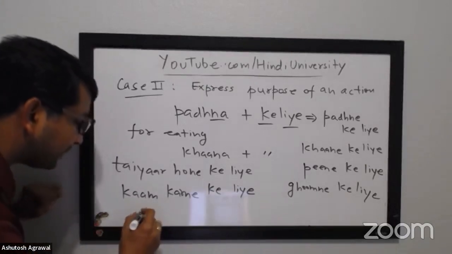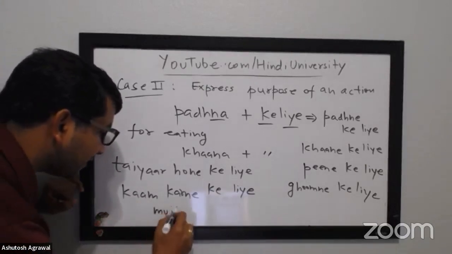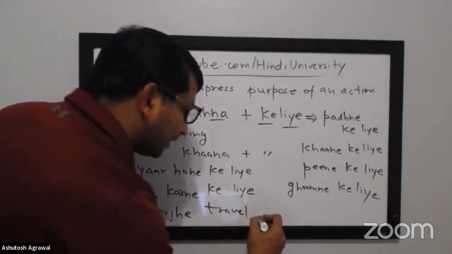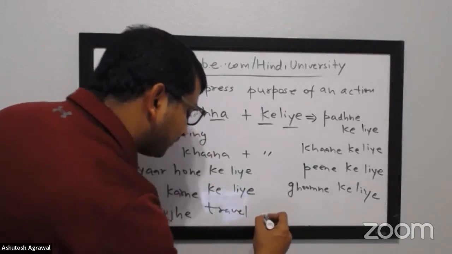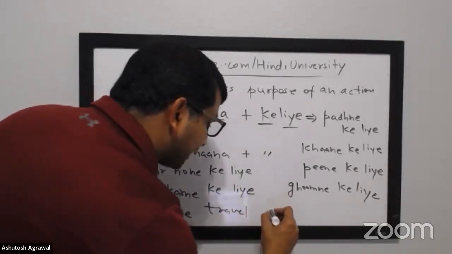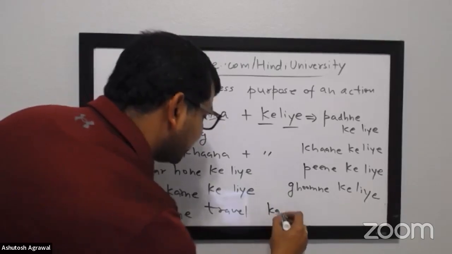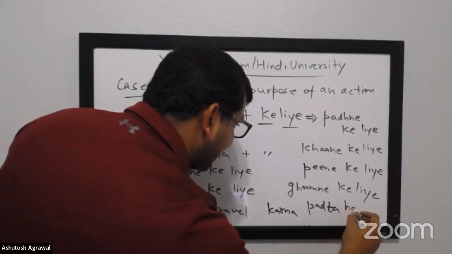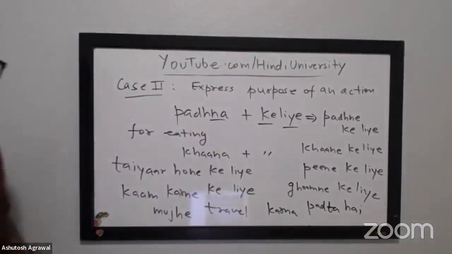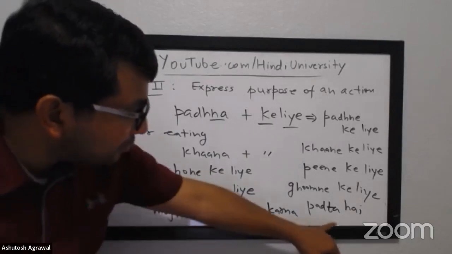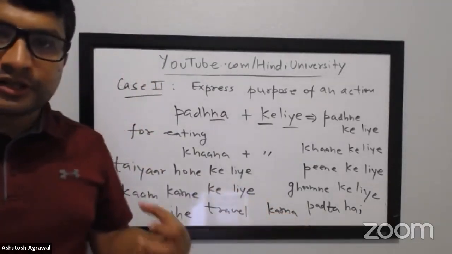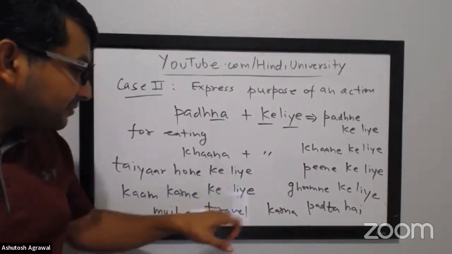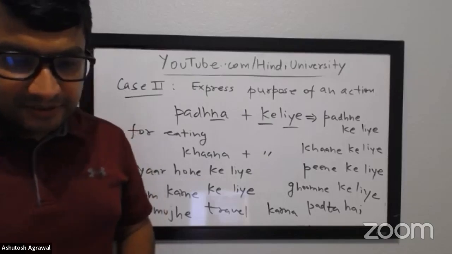Okay, so if you were to simply say I have to travel, mujhe travel karna padta hai. If you guys recall, if I have to use padna, it's like, I have to do it. Padta hai. Like, I have to do it. There's no choice. So if you don't remember padta, it's used for something that you have to do, but the same thing you can add here. Mujhe kaam karne ke liye travel karna padta hai. Okay.